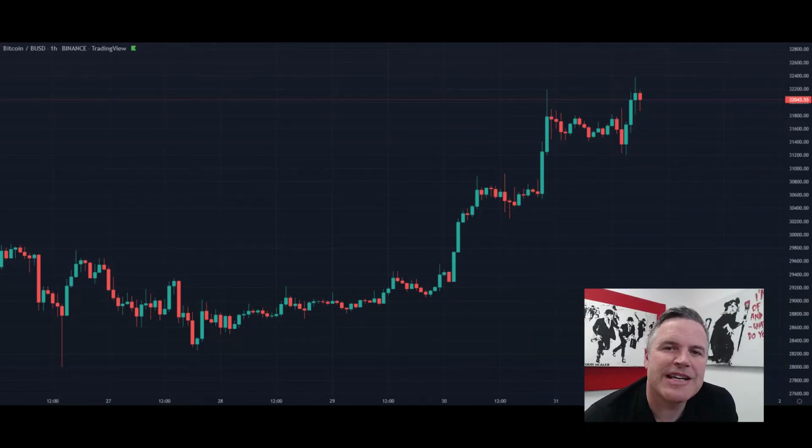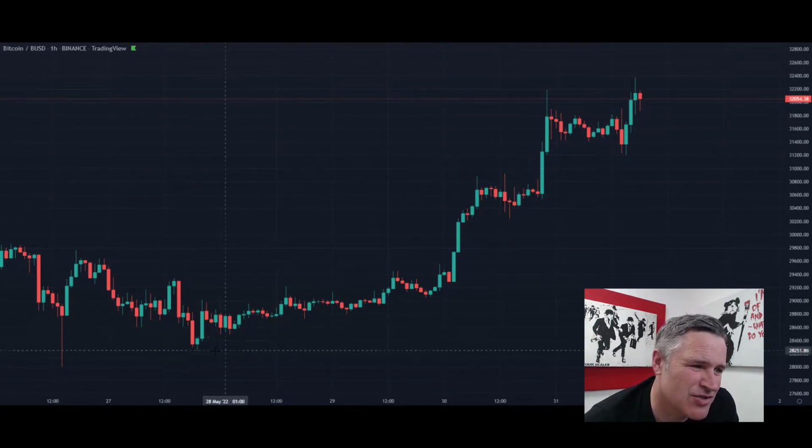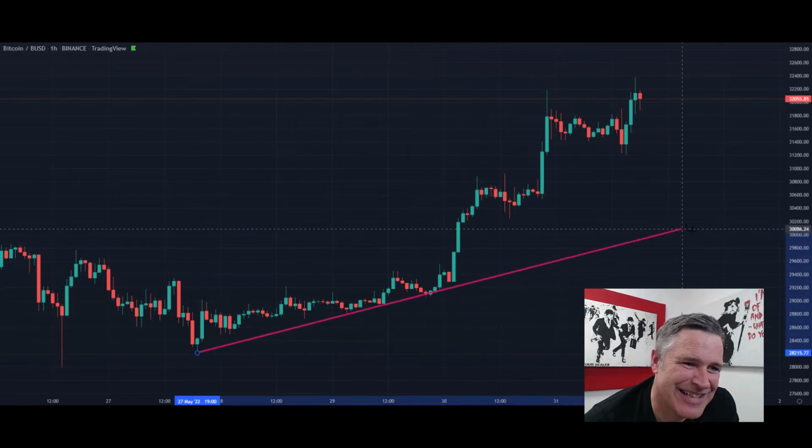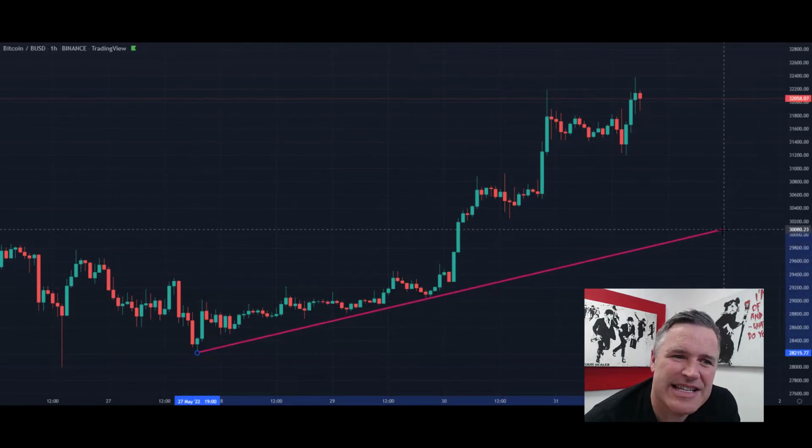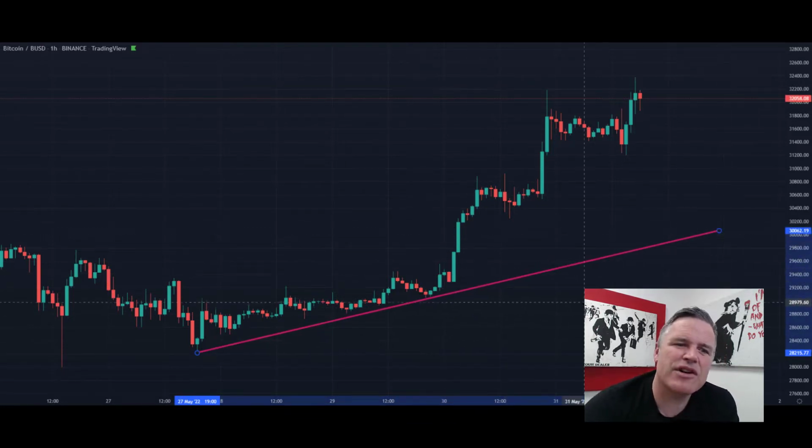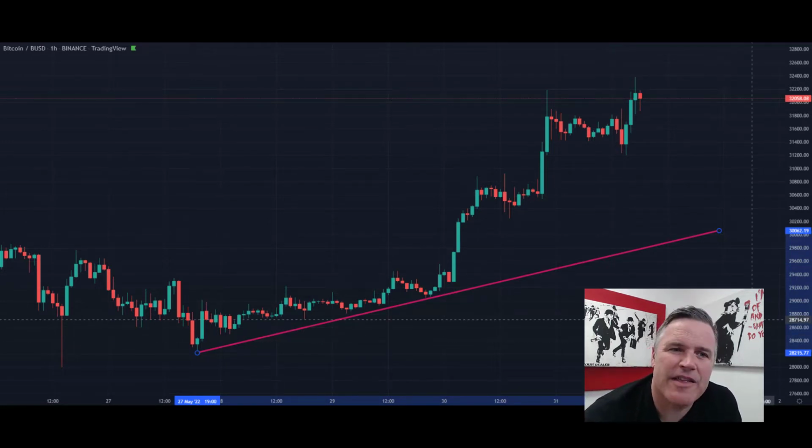So for those new to technical analysis, what exactly is a trend line? Well, it is simply on your charts drawing a line to try and signify a trend in the price or data set that you are looking at, whether that's up, down or sideways.